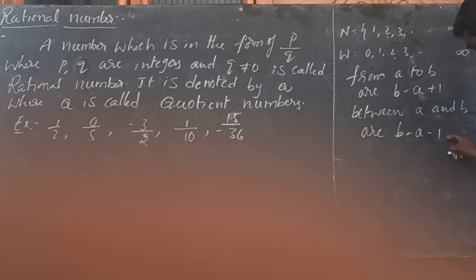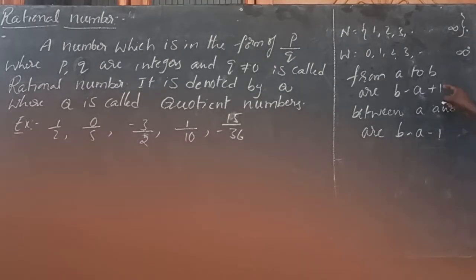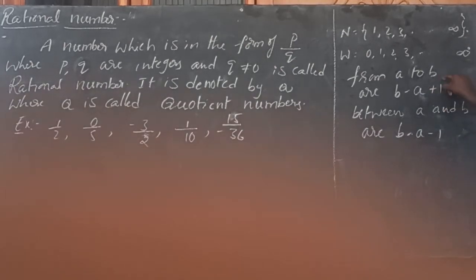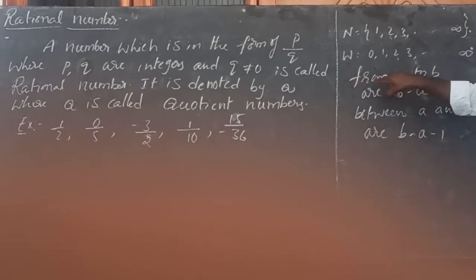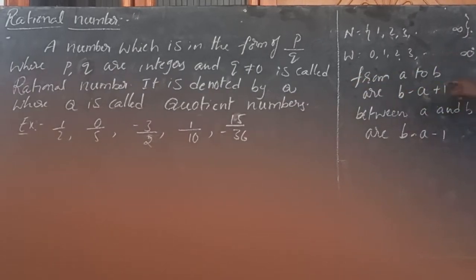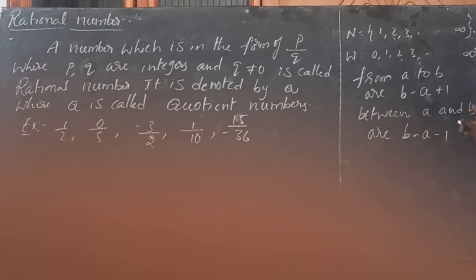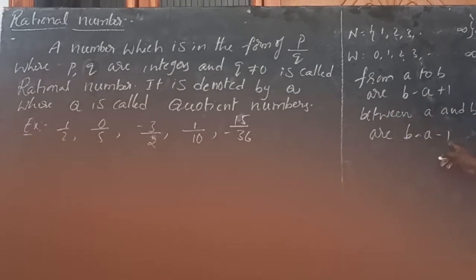Here, exclude means we subtract, minus 1. Here, include means we add, plus 1. The number of whole numbers from A to B is B minus A plus 1. Between A and B is B minus A minus 1.